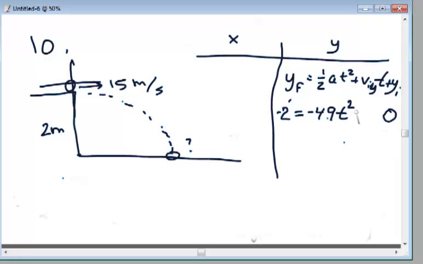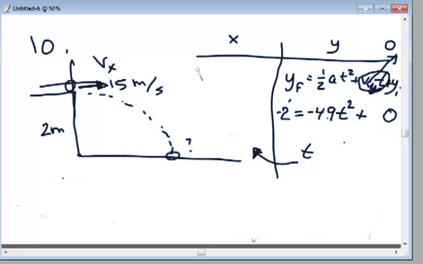And the key thing here is our initial velocity in the y direction. Notice that this is pure x velocity, no y velocity at all. And so this whole term will be 0. There is no velocity in the y direction. So we're going to solve this equation for t, and bring it over to the x world.